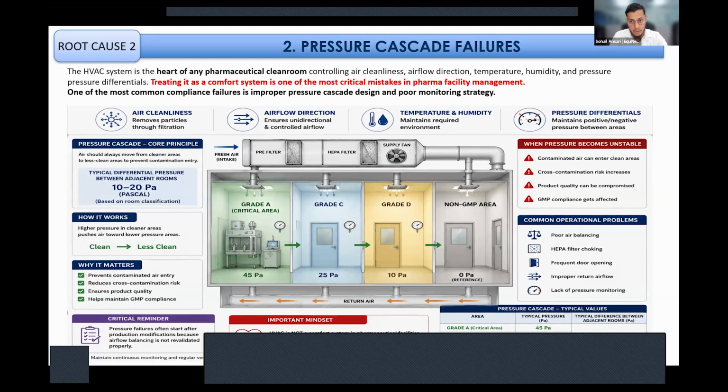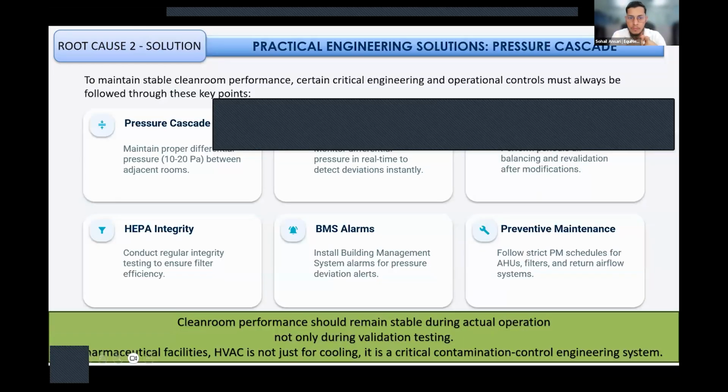When pressure becomes unstable, contaminated air can enter clean areas, cross-contamination risk increases, product quality can be compromised, and GMP compliance gets affected. The common operational problems we see are poor air balancing, HEPA filter choking, frequent door opening, improper return airflow, and lack of a pressure monitoring system. After showing all of these problems, we will discuss the practical engineering solutions we can apply on the clean room for the pressure cascade.